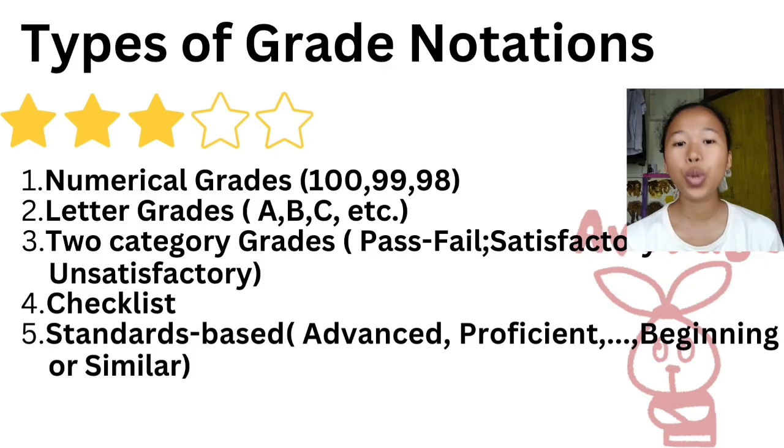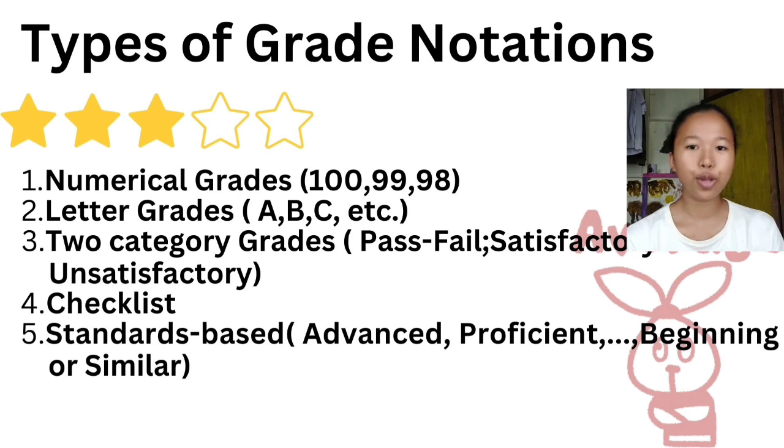And the third one is two category grades: pass or fail, satisfactory or unsatisfactory. So when we say pass, then that's a good thing because you passed. And if it's a fail, you need improvement. And satisfactory, you had gained the satisfactory. You were able to surpass the standards. You were able to achieve it. You were able to pass it. And satisfactory, that's the word. And unsatisfactory is the other way around, the same as fail.